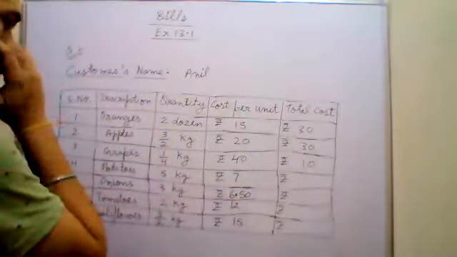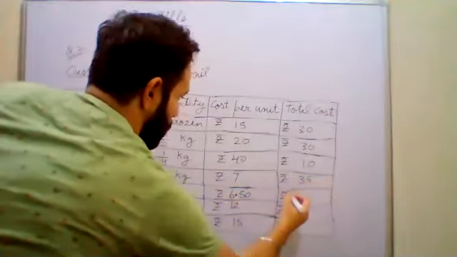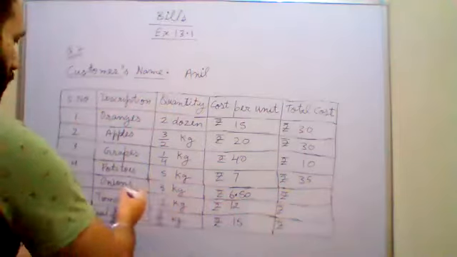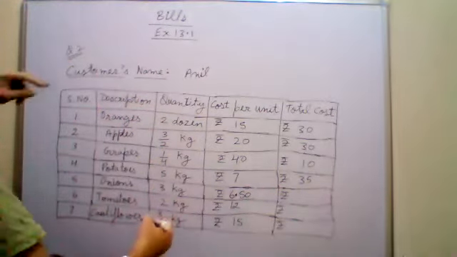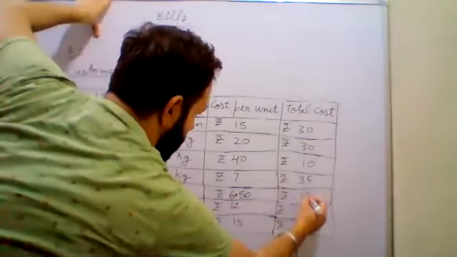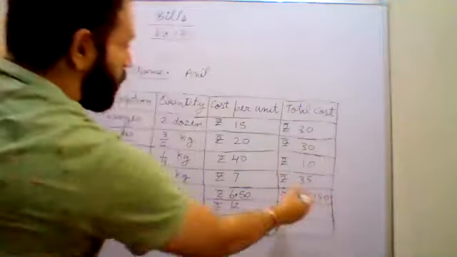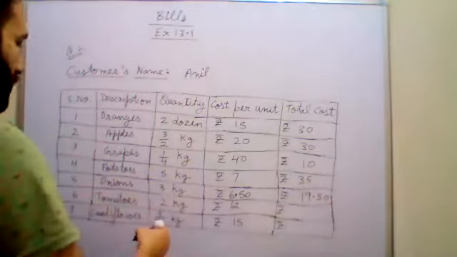5 into 7, 35 rupees. Then he bought 3 kgs of onions. What is the price of onions? 6 rupees 50 paise. Sir, 19.50. Yes, 19 rupees 50 paise is the cost of onions.